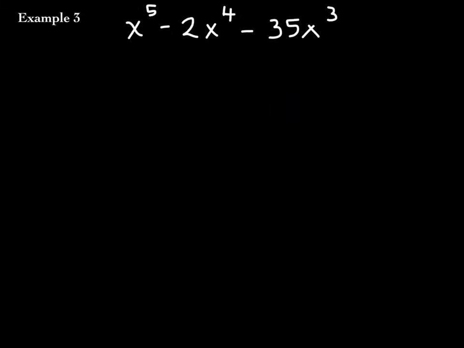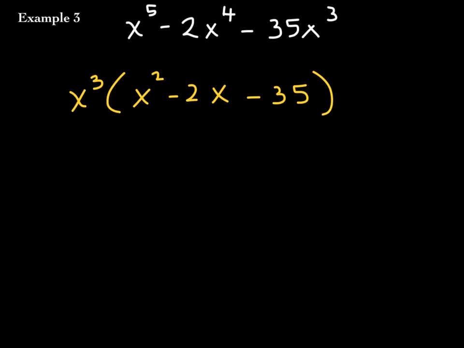All right, the next polynomial is a trinomial. Again, I'm probably going to sound like a broken record, but don't forget that the first step is always to factor out the GCF. So the GCF here is going to be x cubed. Let's factor that out. It leaves you with x squared minus 2x minus 35.